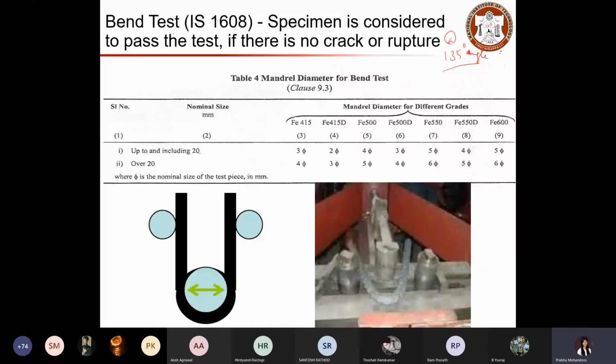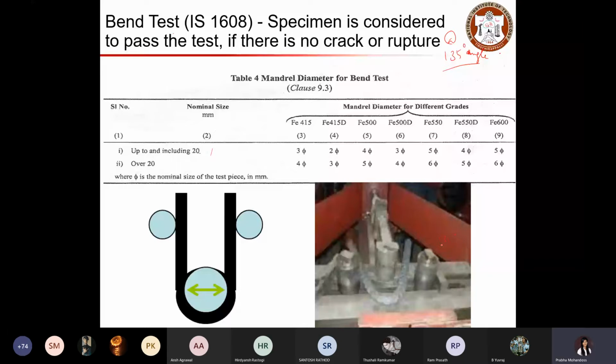So from the table, the mandrel diameter for bend test is given. So you can see the test arrangements here. You can keep your rebar and you can bend to 135-degree angle. So the nominal size of the rebar is given here. And then for that, the mandrel diameter for different grades should be considered. So that is this one to bend the rebar. So the idea here is that you are going to bend the rebar at a 135-degree angle and you check whether the rebar is cracking or rupturing. If there is no crack, your rebar passes the test.